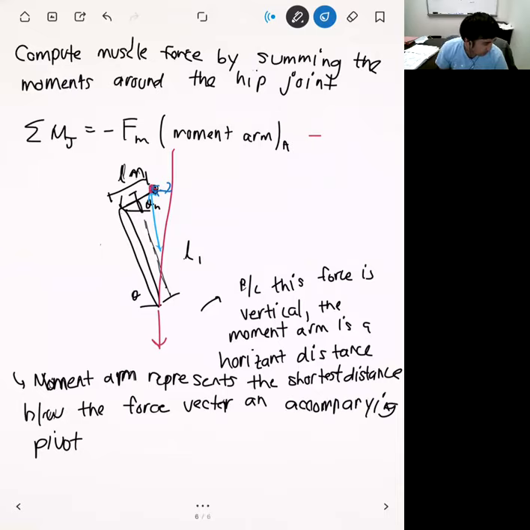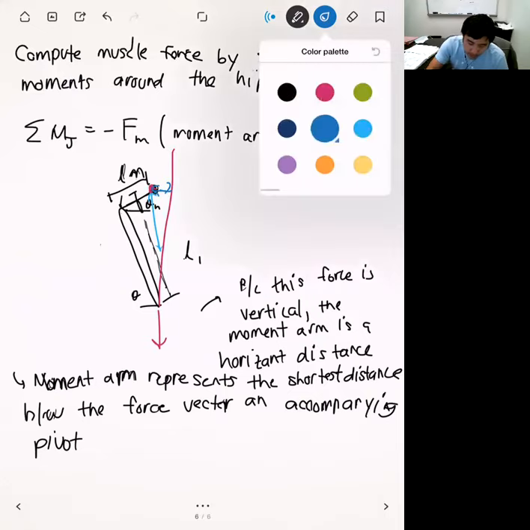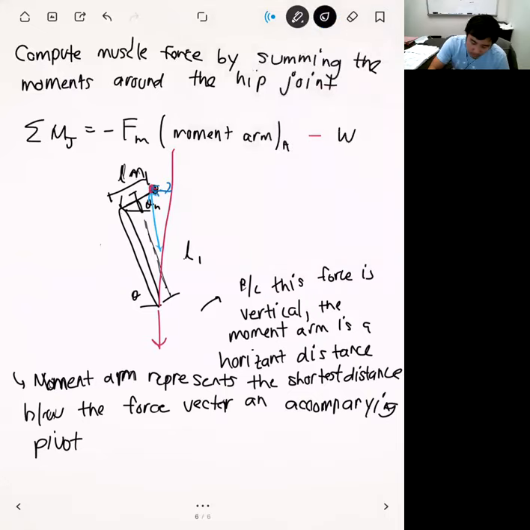Back to the problem. In this problem, we want to find the moment arm for WL. Let me write that into the equation, and let me just keep this plus down for now too.